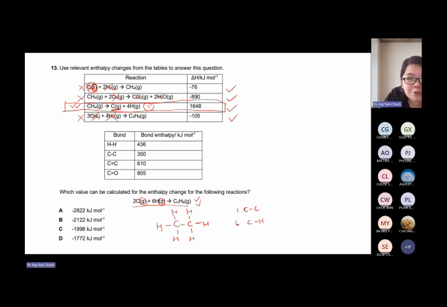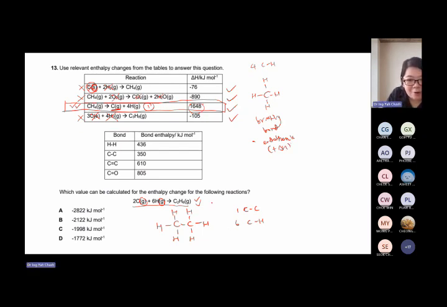Now, equation number 3, CH4, methane has 4 CH bonds, no CC bond. Breaking the 4 CH bonds needs this much energy, 1648. Breaking of bonds is endothermic, or positive delta H.